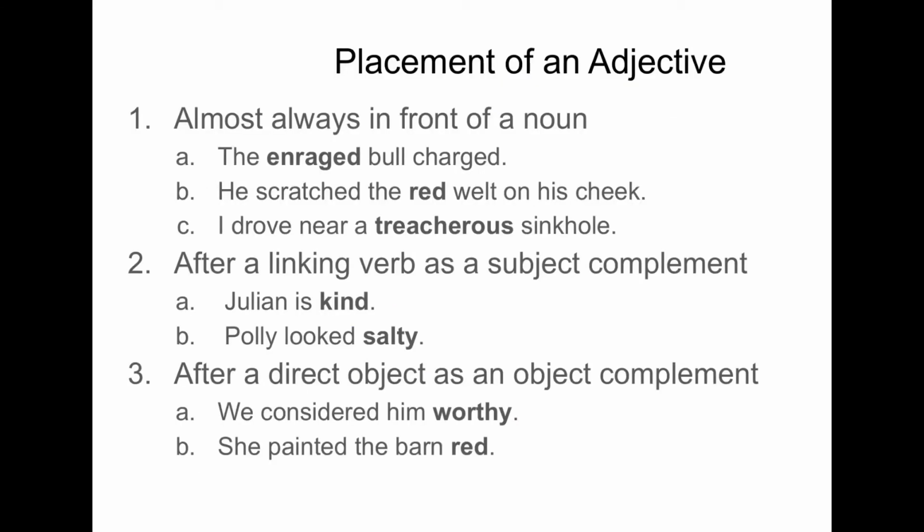There's 3 different places we could see adjectives. Almost always you're going to see it in front of a noun, as in the enraged bull, the red welt, a treacherous sinkhole. You could see after a linking verb an adjective as a subject complement, Julian is kind, Polly looked salty. Or you could also see it after a direct object as an object complement.